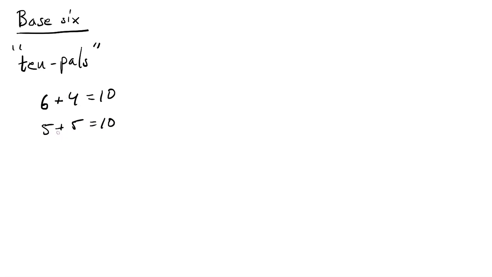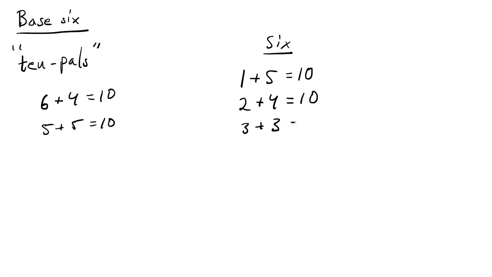normal base 10. In base 6, we have that 1 plus 5 equals 10. So in base 6. And then 2 plus 4 also makes 10. And 3 plus 3 makes 10. So in base 6 we have these three 10 pals. 1 and 5, 2 and 4, 3 and 3. So whenever we see a 2 and 4 we can group them together to make 10. And that can sometimes simplify our calculations.